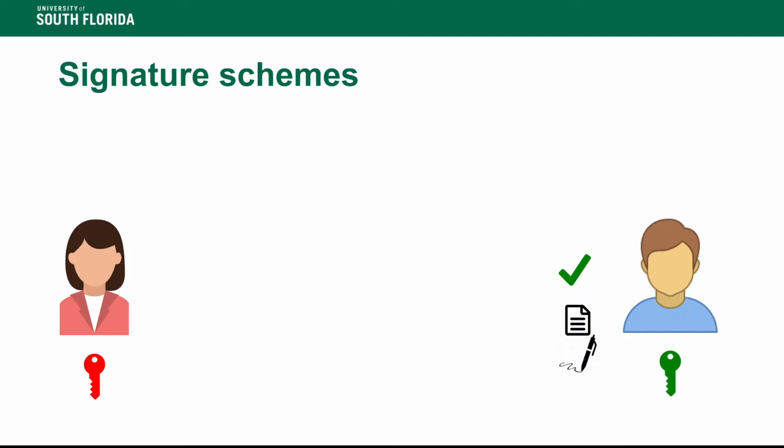Now, note that a signature scheme provides authenticity but not confidentiality. So here, Bob has to be able to authenticate a certain document. Bob has to be able to look at it.